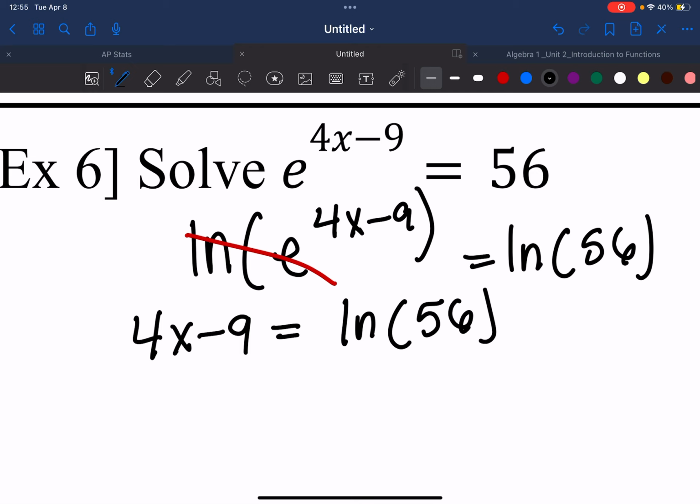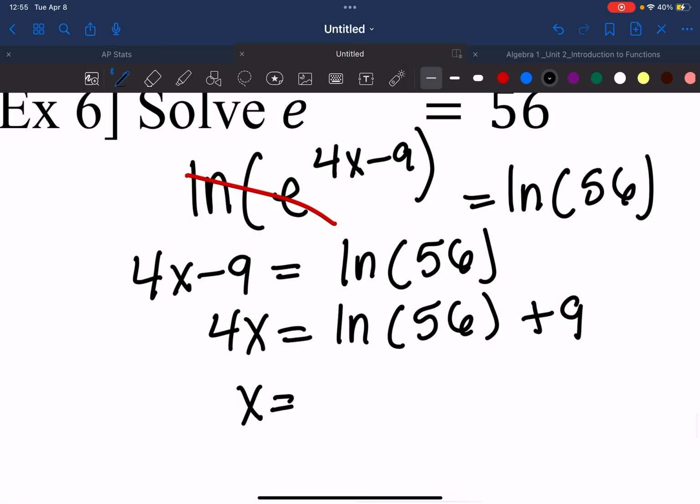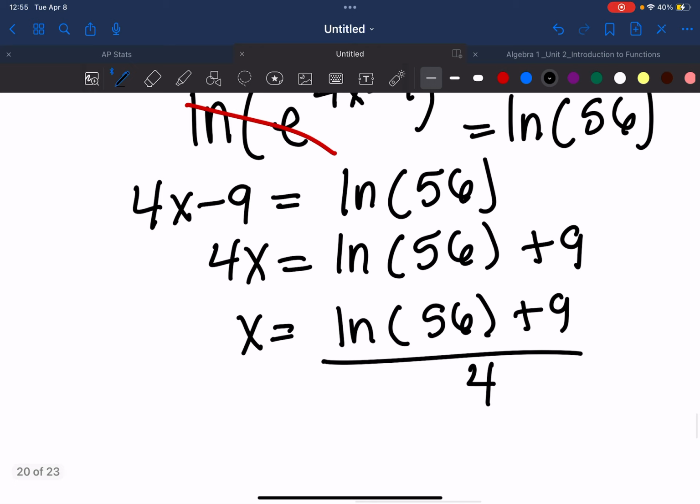Well, the natural log of 56 is just a number. So if I'm solving for x, I can add 9 over, so 4x is equal to the natural log of 56 plus 9, and then divide everything by 4. This is my exact answer. And if I want an approximation, I would plug that into the calculator, and I would get x is approximately 3.2563.